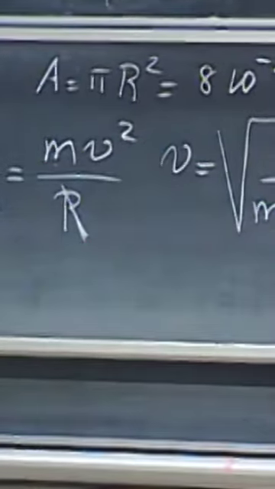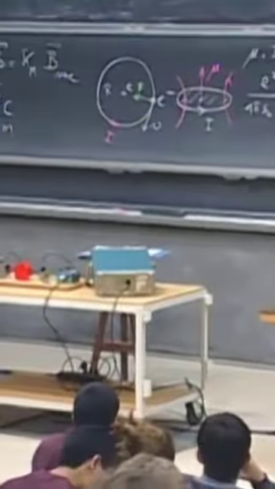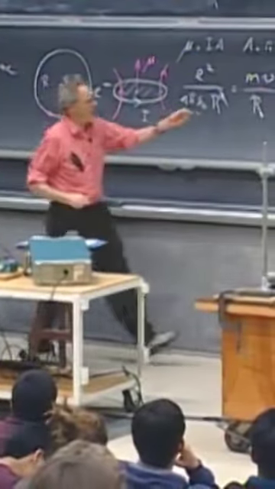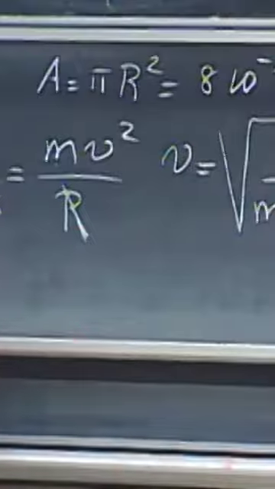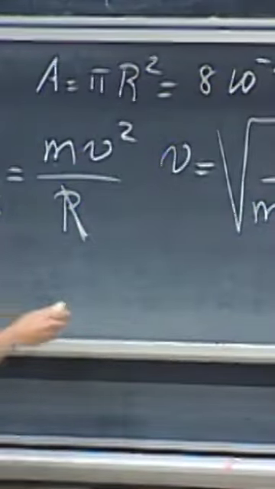And I know all these numbers. I know what E is, I know what capital R is, I know what 4 pi epsilon 0 is. 1 over 4 pi epsilon 0 is the famous 9 times 10 to the power 9. And so I can calculate what V is.